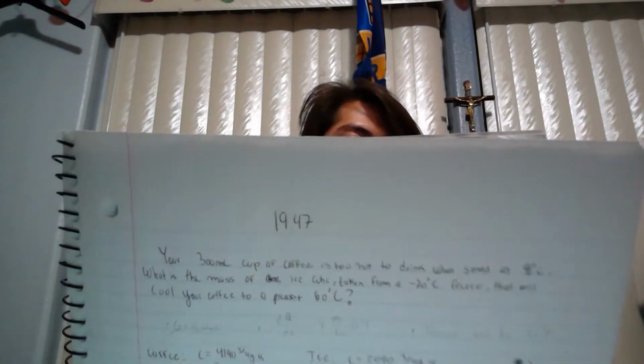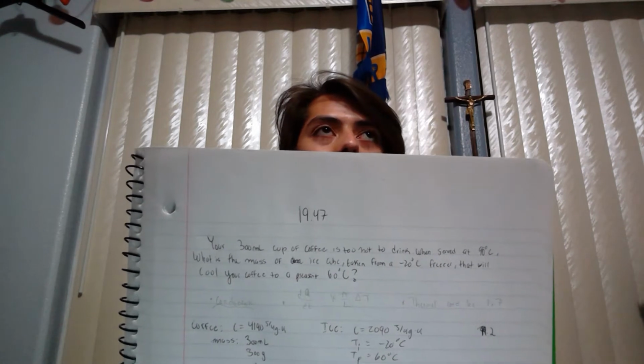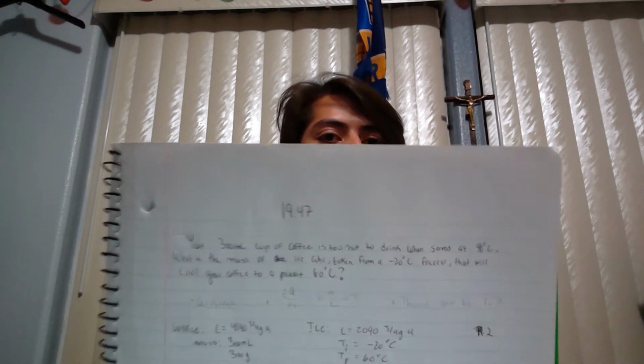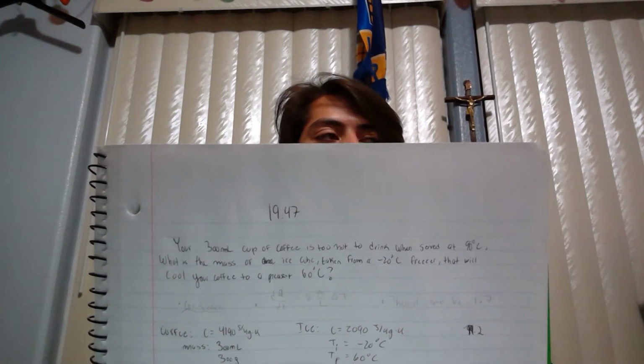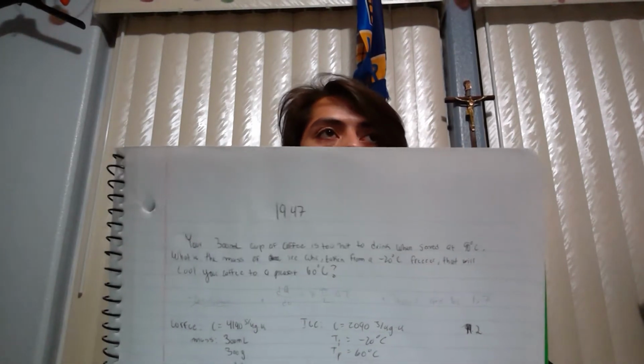Problem 19.47 is basically this: you have a 300 milliliter cup of coffee at 90 degrees Celsius. If you put in an ice cube at negative 20 degrees Celsius and you want it to get down to 60 degrees Celsius, what will the mass of the ice have to be? So basically, you're finding the mass of the ice to get the 90 degrees down to 60 degrees, that 30-degree change in temperature.